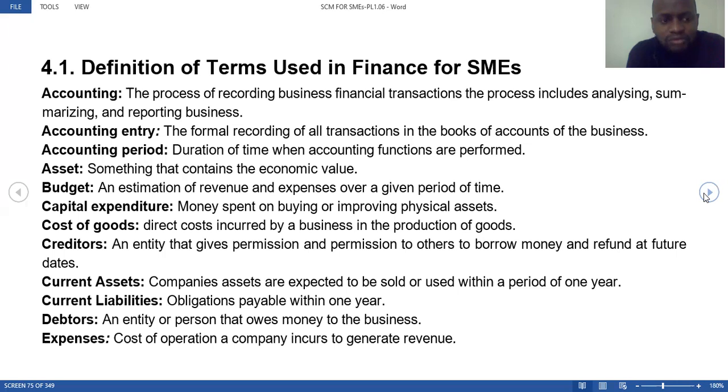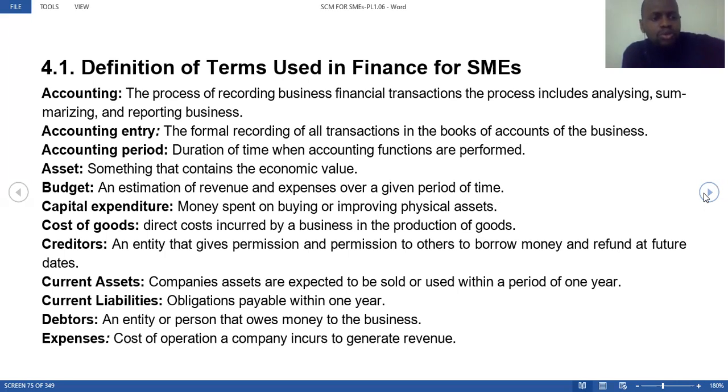Then we have budgets. A budget is an estimation of revenue and expense over a given period of time. For organizations to survive, they have to set aside a budget. This budget helps them to be able to realize that indeed we have money to spend. So it creates what is called a financial estimate: what you want to use maybe at the end of every financial year, and how much you must use as an organization so that you don't go bankrupt.